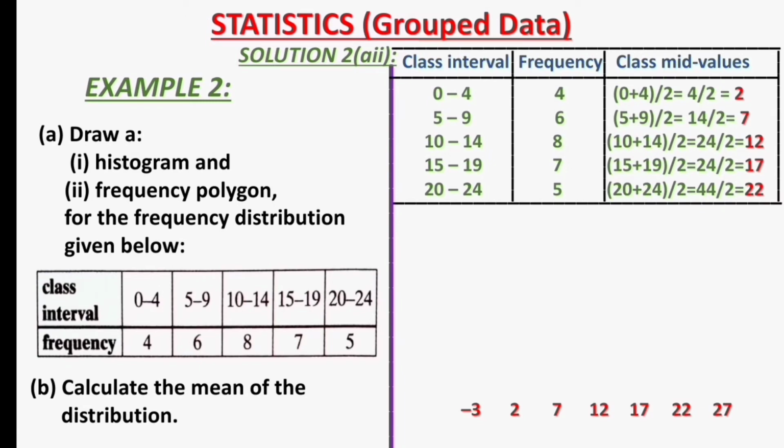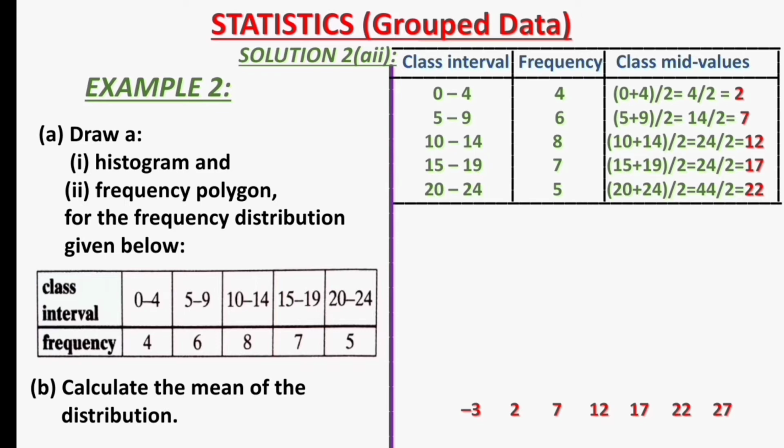Let's see the solution to question 2a, part (ii), talking about drawing a frequency polygon. Now, to draw a frequency polygon, we are going to need the class mid values. Don't forget, to determine the class mid values, you either add the lower class limit to the upper class limit divided by 2, or the lower class boundary plus the upper class boundary divided by 2.